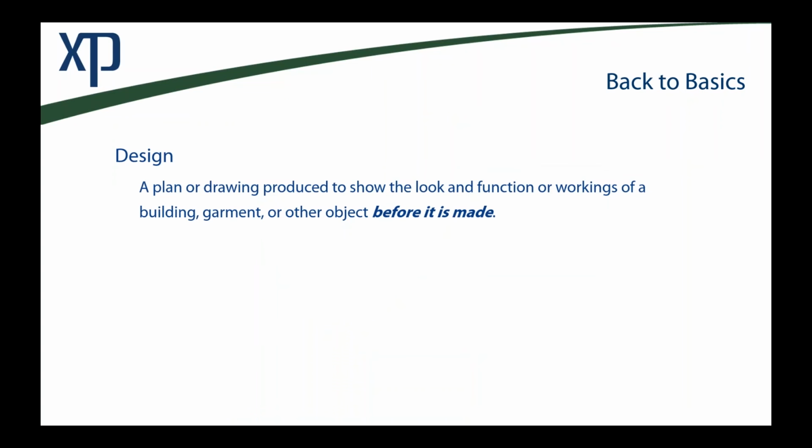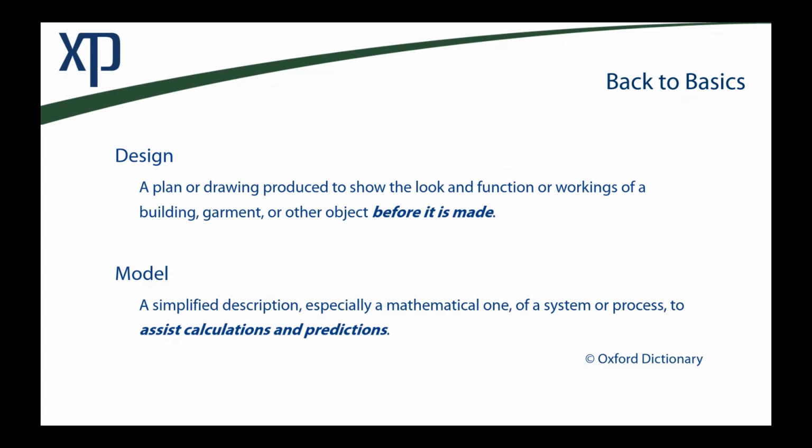So, back to the basics, the real dry definition of design: a plan or drawing produced to show the look and function of a building, garment, or other object before it's made. That's the textbook definition of design. The key here is we're planning and designing something before it's actually made, whereas modeling is a little bit different. A mathematical model is a description of a system or process to assist calculations and predictions. So we're looking at something that's perhaps already made, already built, and seeing how this larger system behaves.